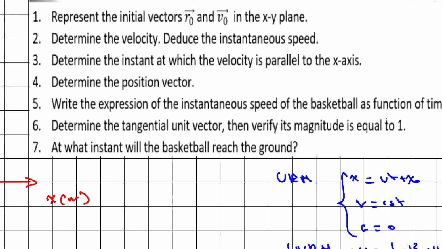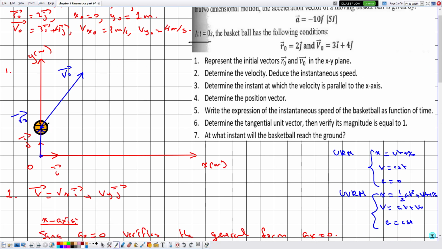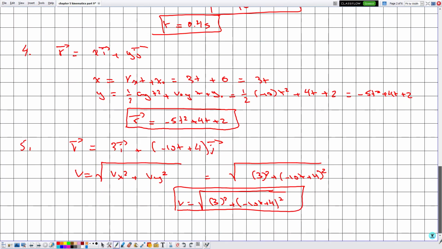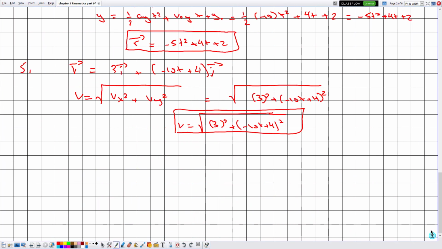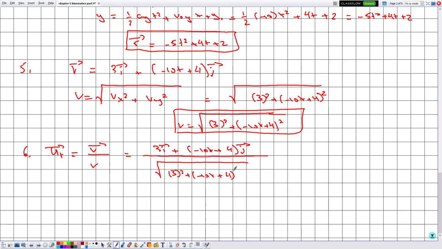They are telling me in part 6 to determine the tangential unit vector, then verify its magnitude is equal to 1. Then the tangential unit vector is by definition given by the ratio of the velocity over the speed, which is equal to (3i + (-10t + 4)j) divided by the speed, which is the square root of 3² + (-10t + 4)². Okay, this is a vector definition.